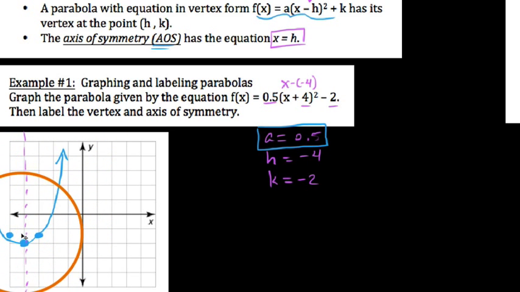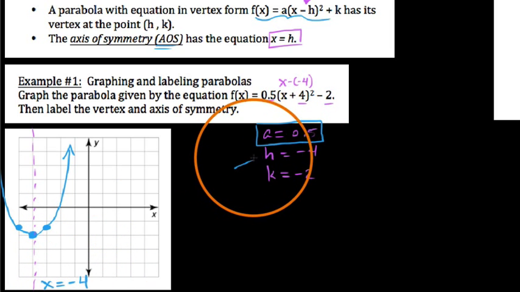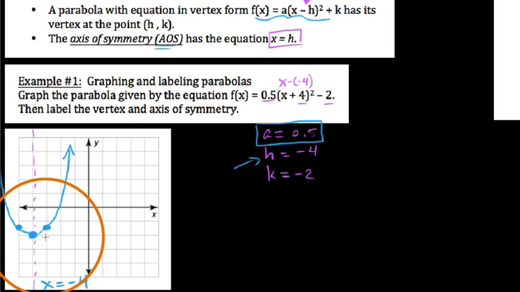The things we wanted to identify were the equation of the axis of symmetry, which has to be x equals, in this case, -4, and you'll notice that that's the same thing as our h value. We also want to list the vertex, which is at (-4, -2). And we can also just say that the axis of symmetry must run through the x value of the vertex. Cheers.